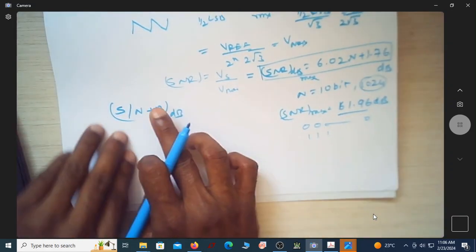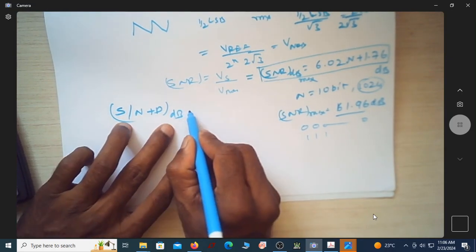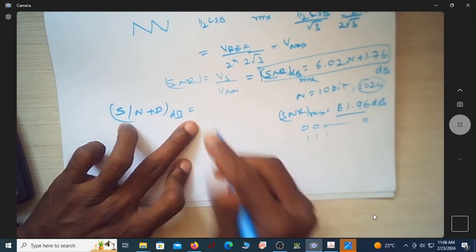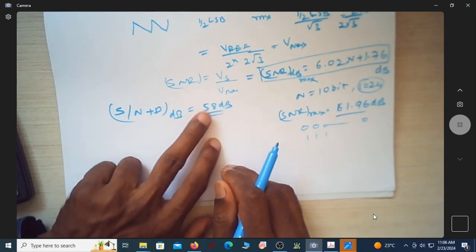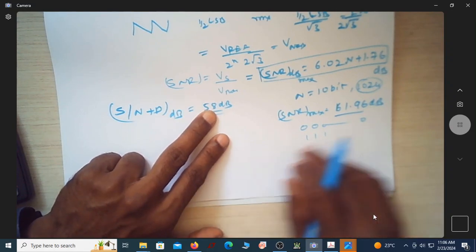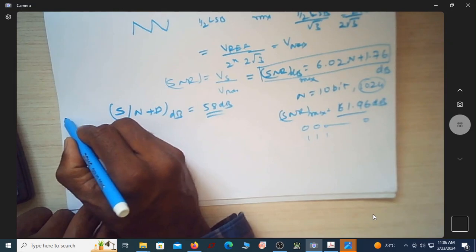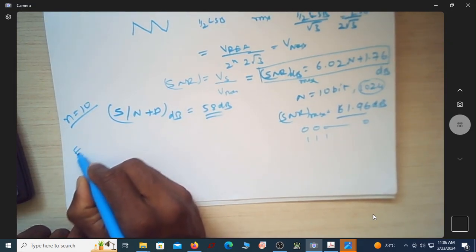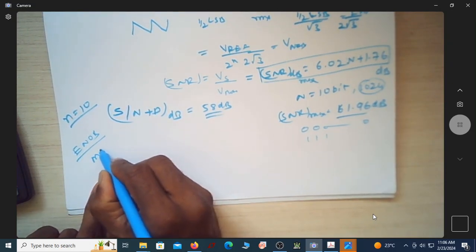Assume that there is a distortion, an error, a fault in your ADC, and the SNR of the real ADC comes out to be 58 dB. If it is 58 dB, which is certainly less than 61.96, for again the same n equal to 10 bits, I want to find the effective number of bits and how many bits I will miss.